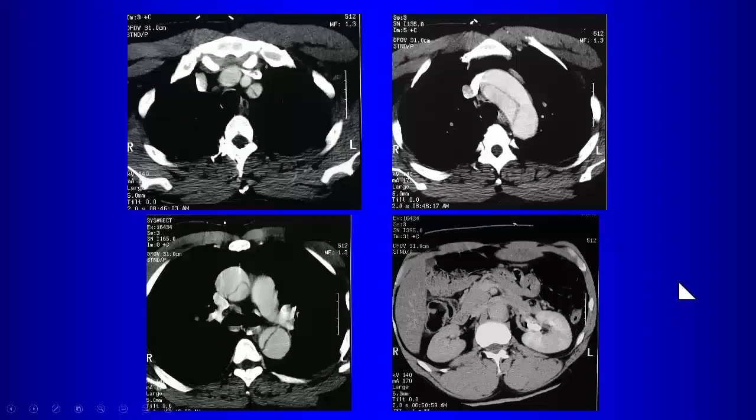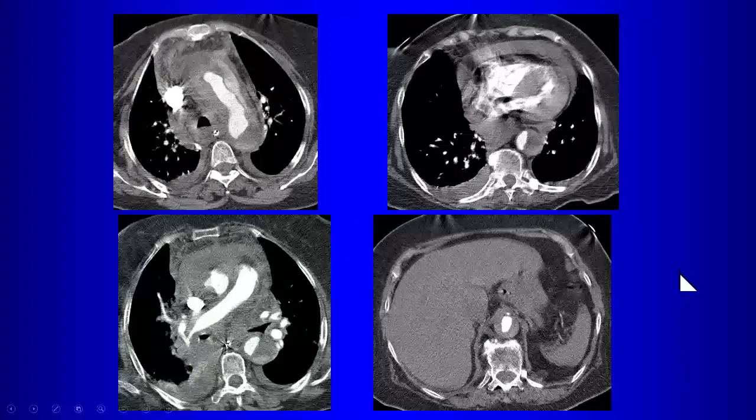What about the kidneys? The right kidney. Yeah, the right kidney, you can see that the attenuation of the right kidney is reduced compared to the left. So these are all important observations that you want to make when you're interpreting the CT scan.